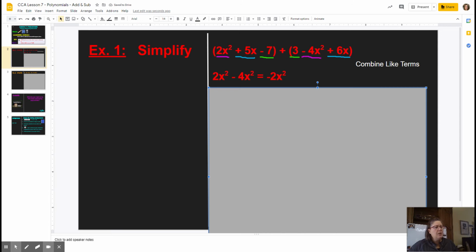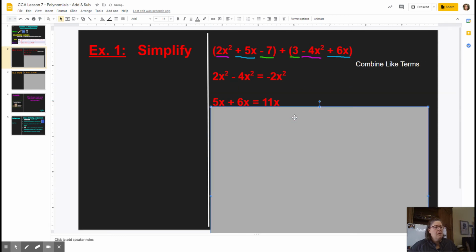So we've got 2x squared minus 4x squared. And we know that when we add algebraic expressions, the base and the exponent stay the same, so you'd simply do the coefficients. 2 minus 4 is a negative 2. Then I do the same thing with the x terms. I've got 5x and I've got 6x. When I add those together, notice it becomes 11x.